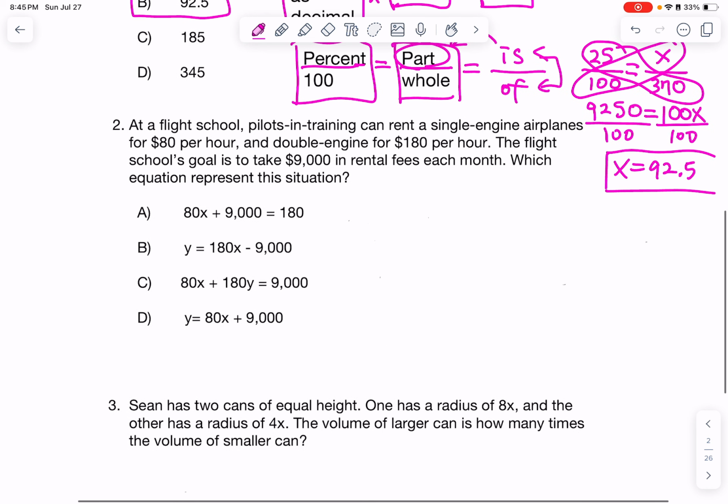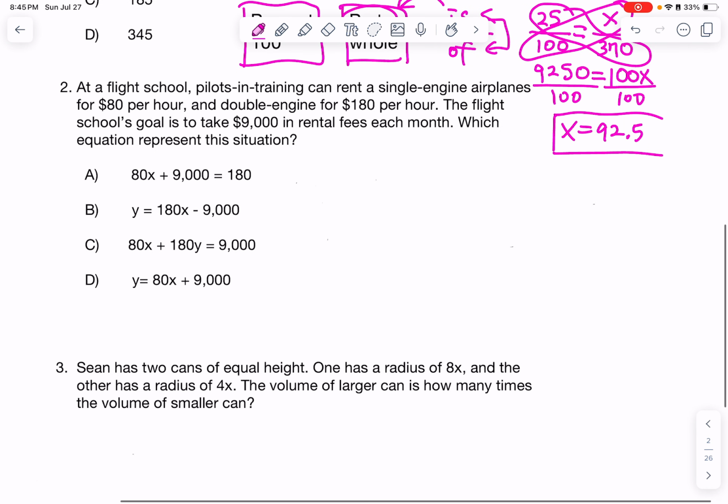And then number two. At a flight school, pilots in training can rent a single-engine airplane for $80 per hour and a double-engine airplane for $180 per hour. The flight school's goal is to take $9,000 in rental fees each month. Which equation represents this situation?